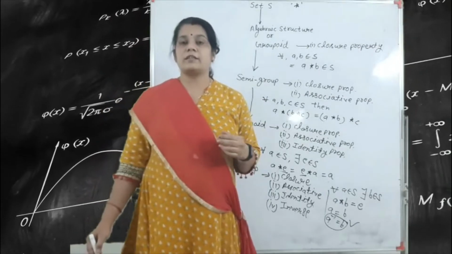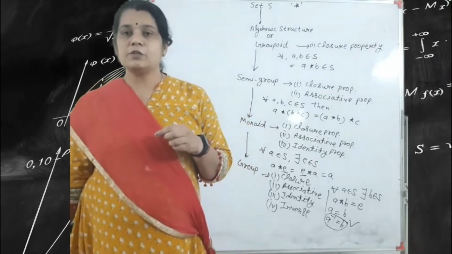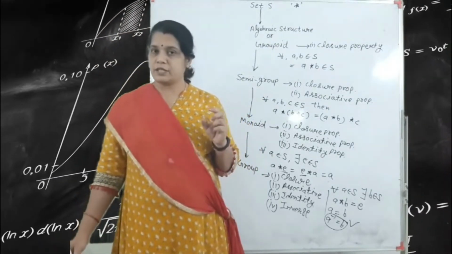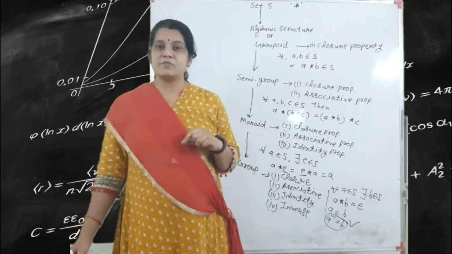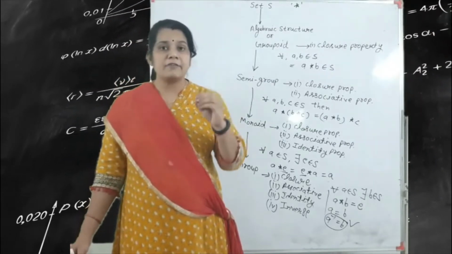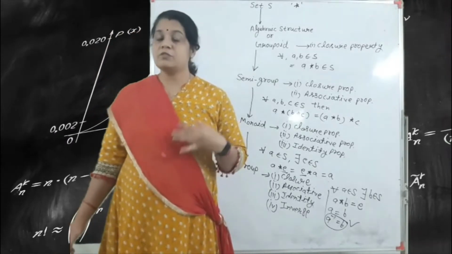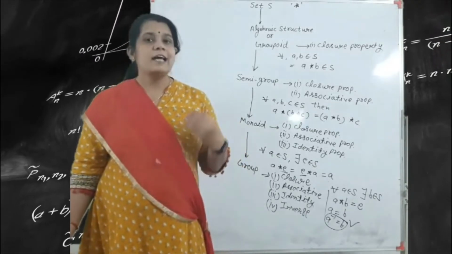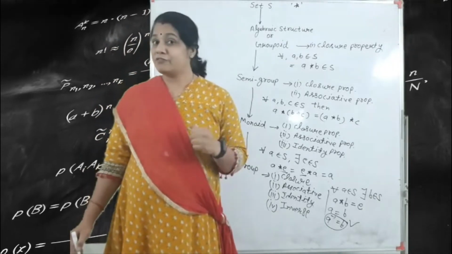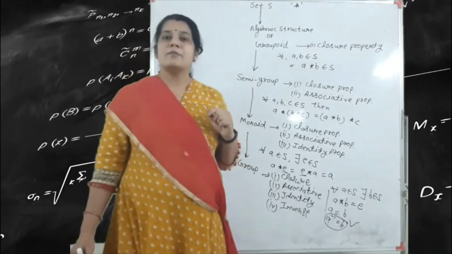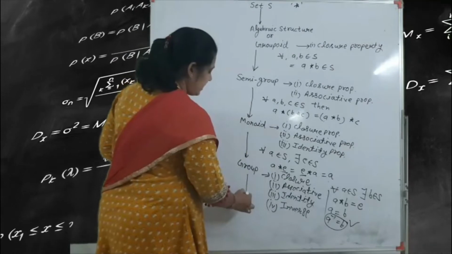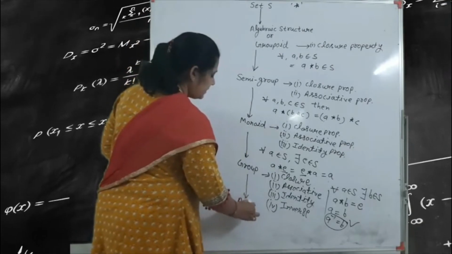Next one is the abelian group or the commutative group. Okay, so abelian group, that means what? We find out the five properties. Number one, closure property. Second one is the associative. Third one is the identity. And fourth one is the inverse. And fifth is the commutative property. So here we write the abelian group.